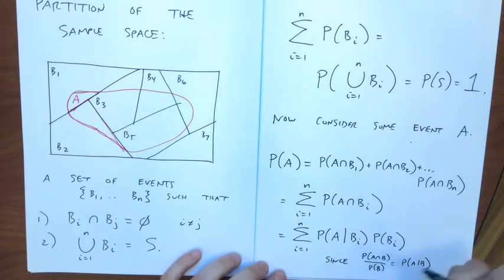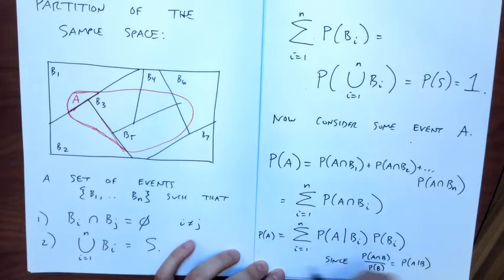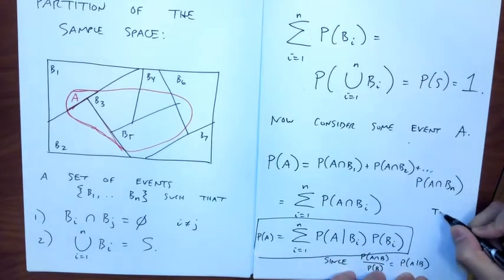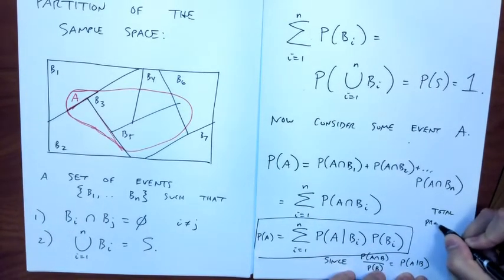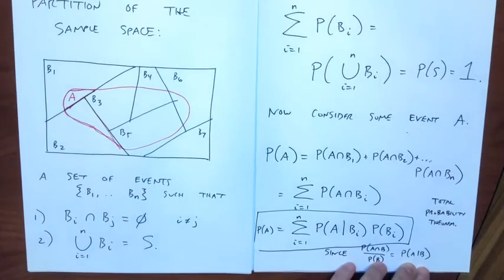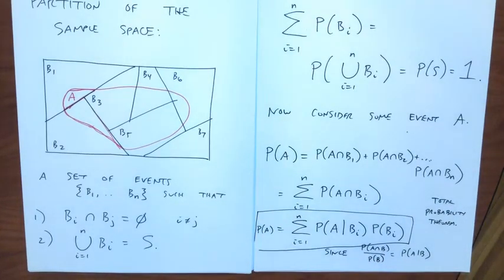And so this is really important. I'm going to put this in a box also. This is called the total probability theorem. So this is, as it turns out, useful because it relates the probability of a bigger event to the probability of that event conditioned on a whole bunch of smaller events, okay?